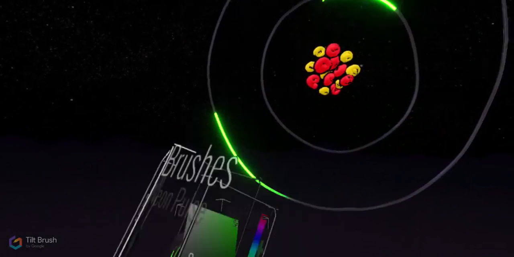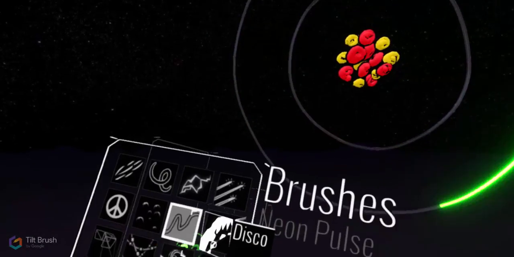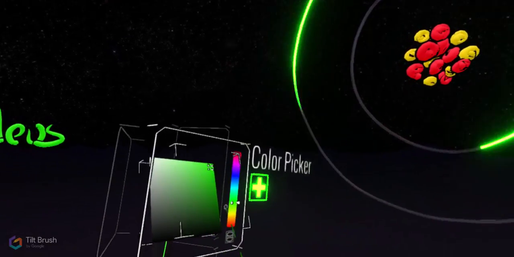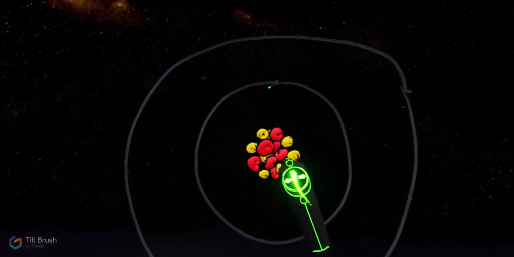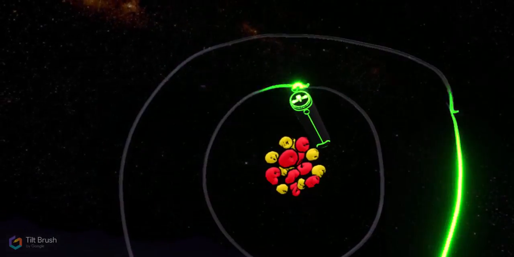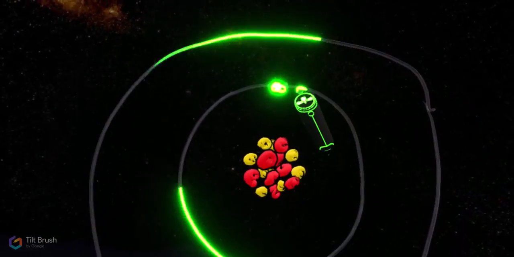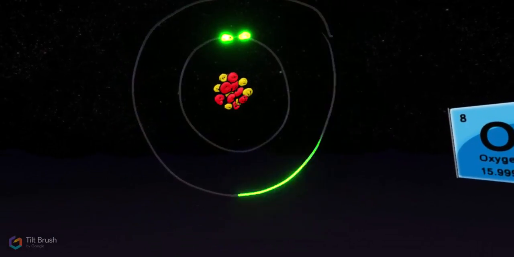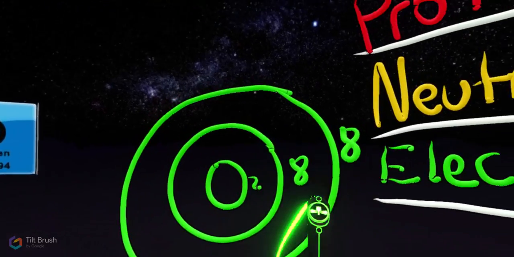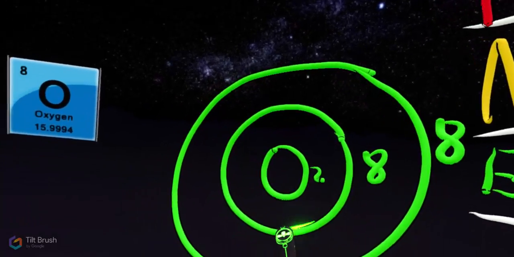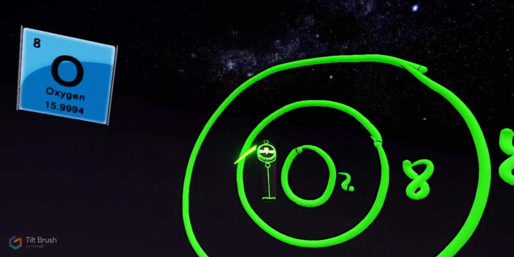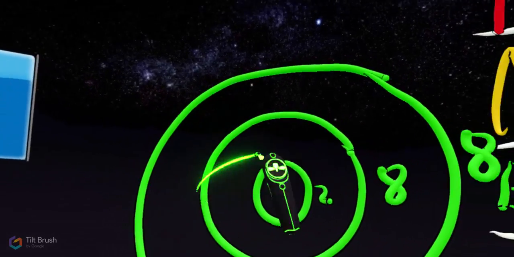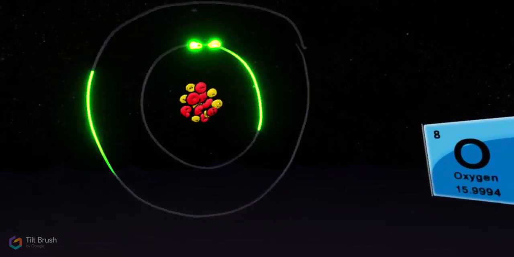All right, we fill up inner shell first. And what I'm going to do is I'm going to go onto my brush picker here, and I'm going to pick a thing called light. I'm going to stay with green. And what we're going to do is we're going to put 1, 2 electrons in this shell. All right. Then we're going to fill this next one up. It holds a total of 8, right? We said it holds a total of 8. We're going to fill it like this. 1, 2, 3, 4, 5, 6, 7, 8.